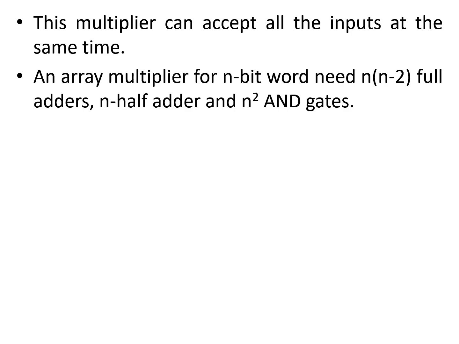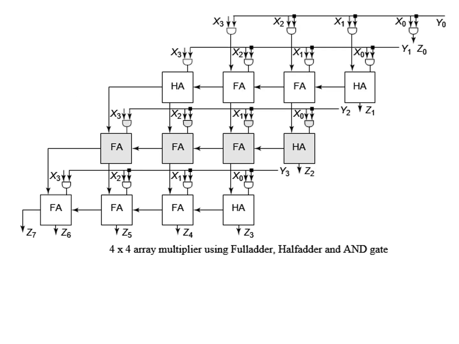An array multiplier for n-bit word needs n minus 2 full adders, n half adders and n square AND gates. So for a 4 cross 4 multiplier we require 8 full adders, 4 half adders and 16 AND gates. As in this given diagram, this diagram represents a 4 cross 4 array multiplier using full adders, half adders and AND gates.